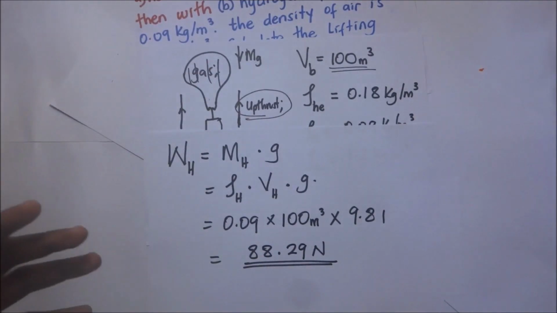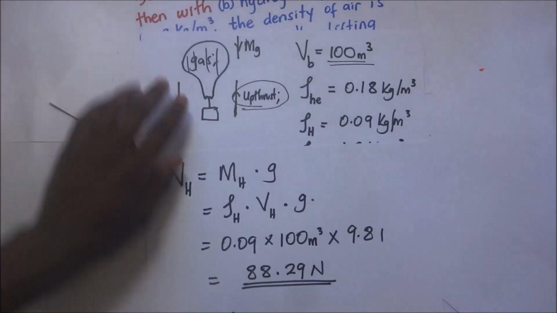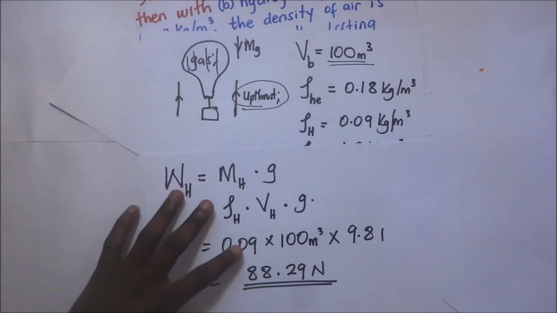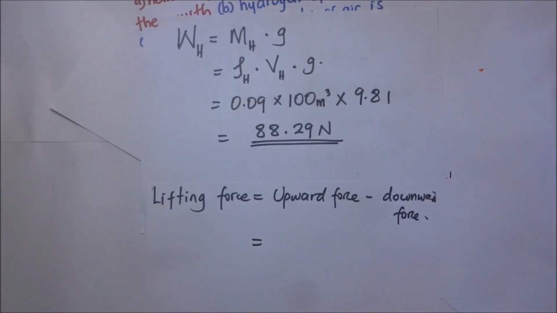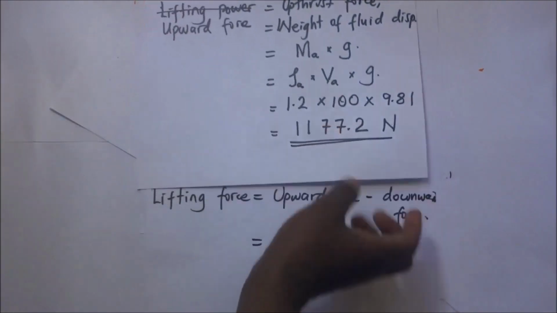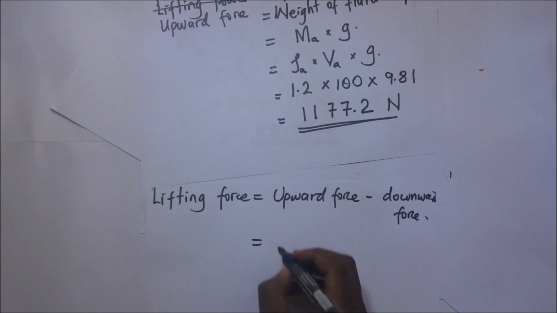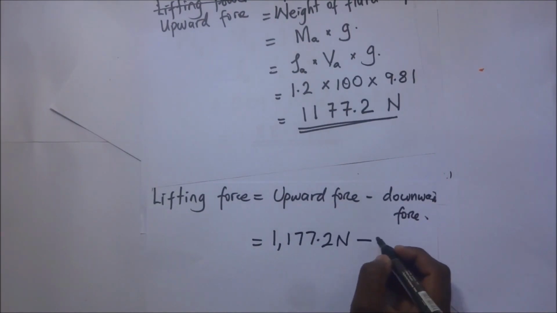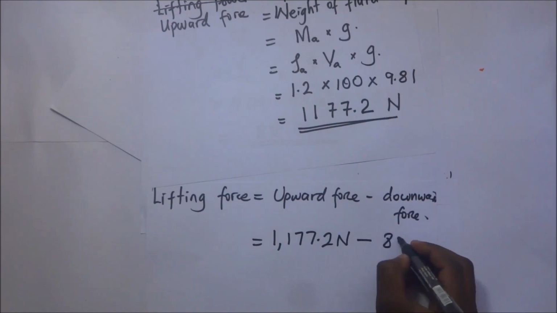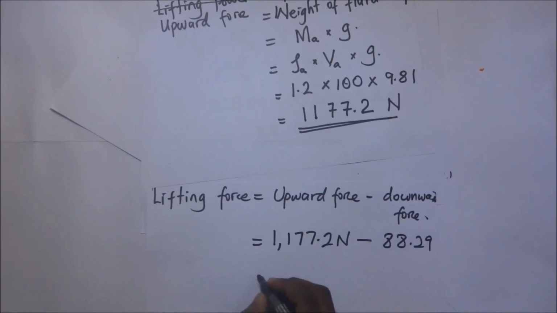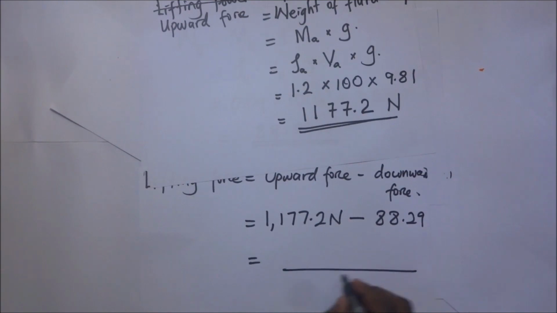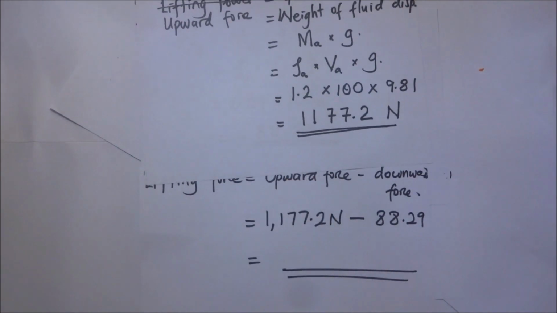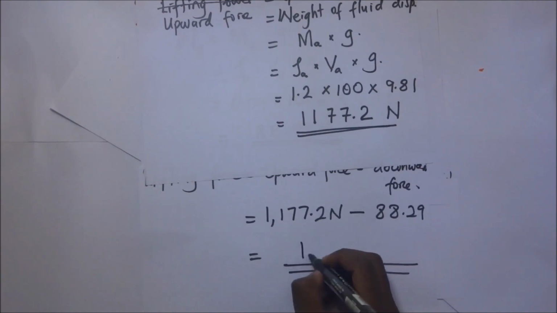So now the lifting force, again, we are going to find the upward force minus the downward force. The upward force, we obtained it earlier again as 1177.2 newtons. Subtract the downward force in this case, which is 88.29 newtons, and definitely the lifting force when hydrogen is in the balloon is 1088 newtons.